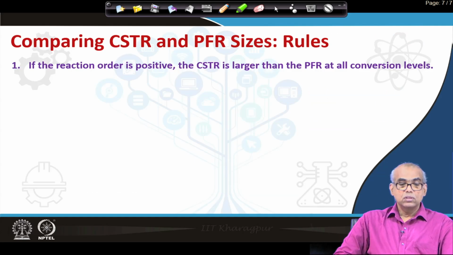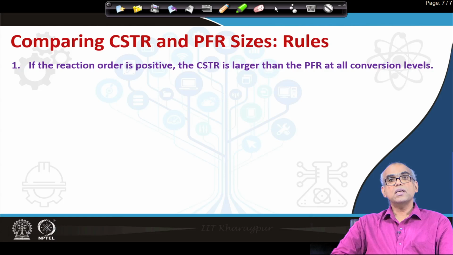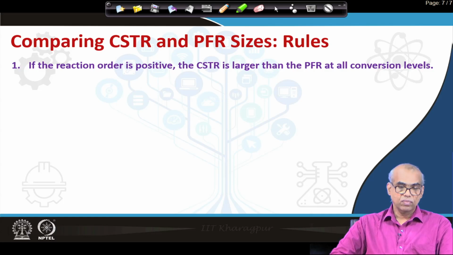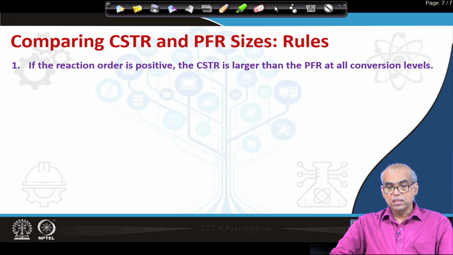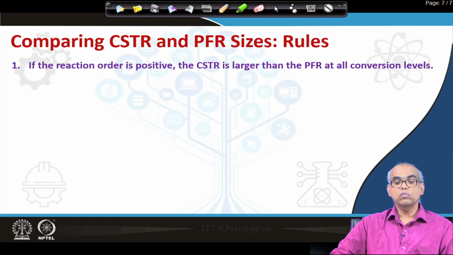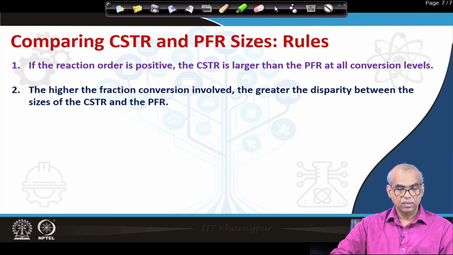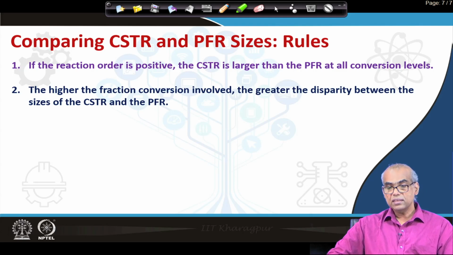So, comparison of CSTR and plug flow reactor gives us certain rules. So, let us follow these heuristics. If the reaction order is positive, the CSTR is larger than the plug flow reactor at all conversion levels. The higher the fraction conversion involved, the greater the disparity between the sizes of the CSTR and the plug flow reactor.